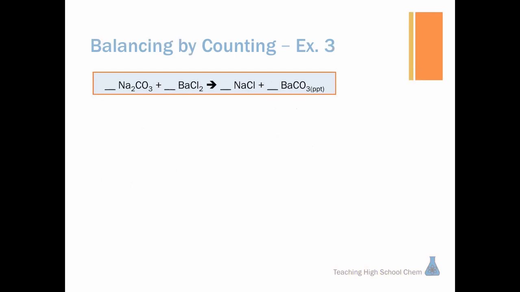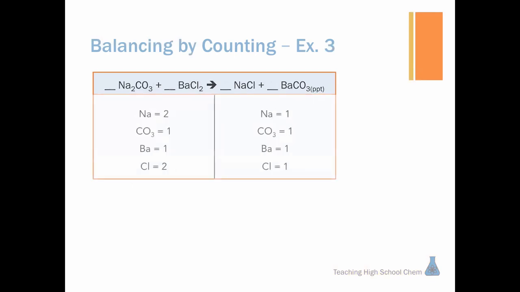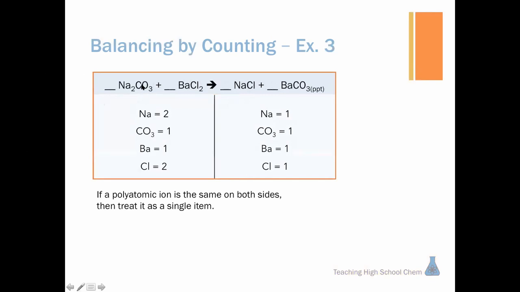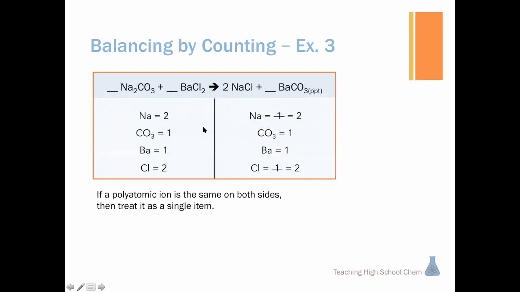All right, another situation that comes up, polyatomic ions. If a polyatomic ion is on both sides and it is the same, we have carbonate on this side, CO3. We have carbonate on this side, CO3. And so we can just treat it as one thing without having to break it up into carbon and oxygen. Keeps it pretty simple. This one balances really fast, just needing a 2 here to balance out the sodium and the chlorine.